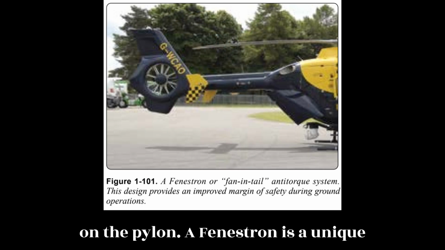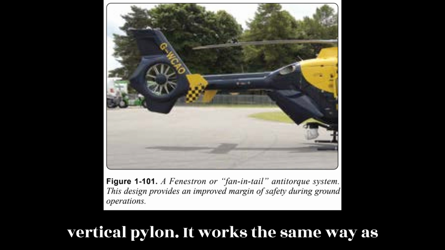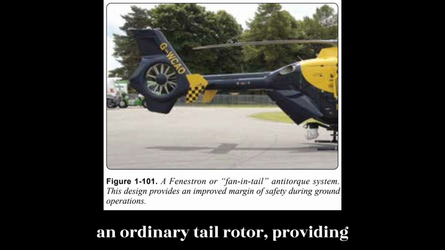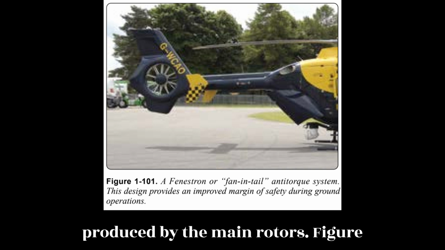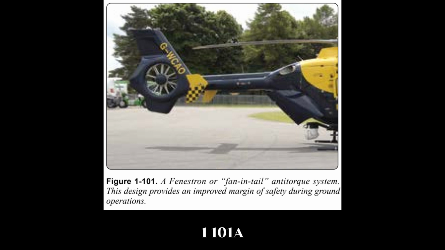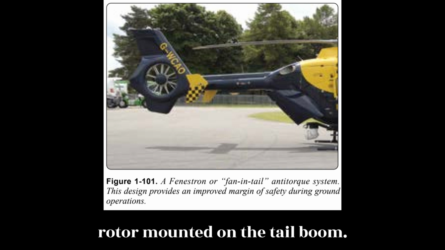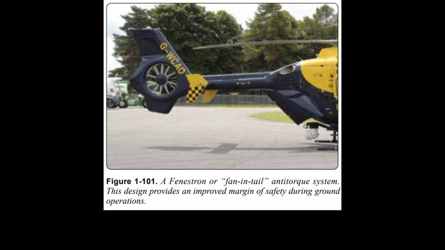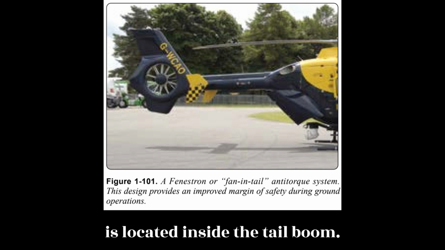A fenestron is a unique tail rotor design which is actually a multi-blade ducted fan mounted in the vertical pylon. It works the same way as an ordinary tail rotor, providing sideways thrust to counter the torque produced by the main rotors. Figure 101. A rotor anti-torque system has no visible rotor mounted on the tail boom. Instead, an engine-driven adjustable fan is located inside the tail boom.